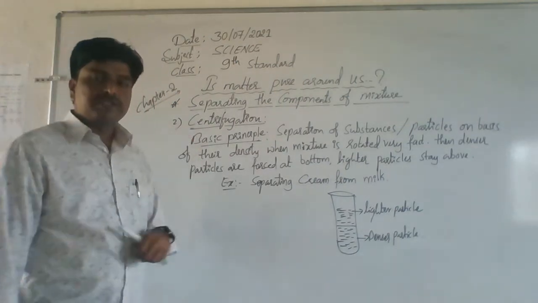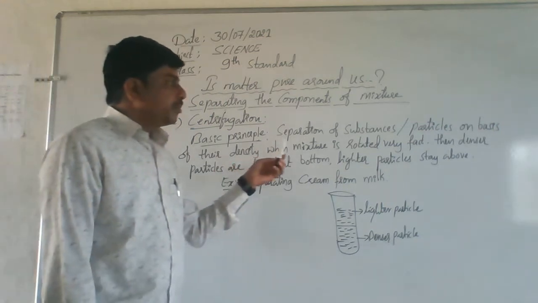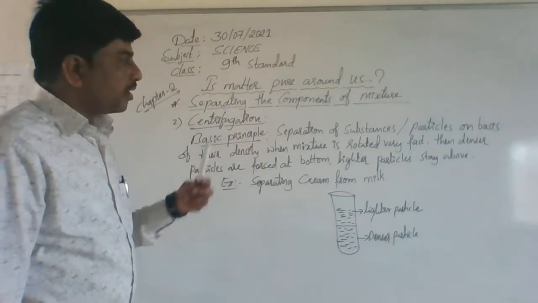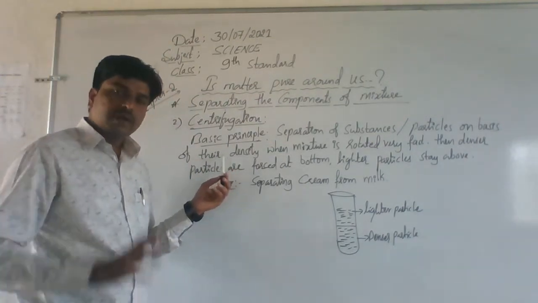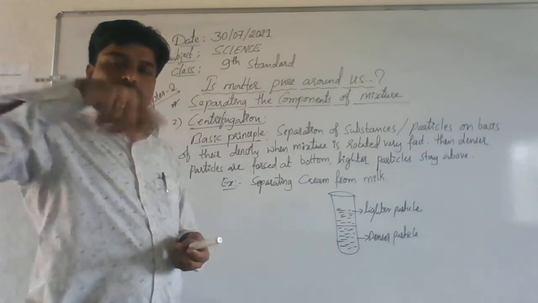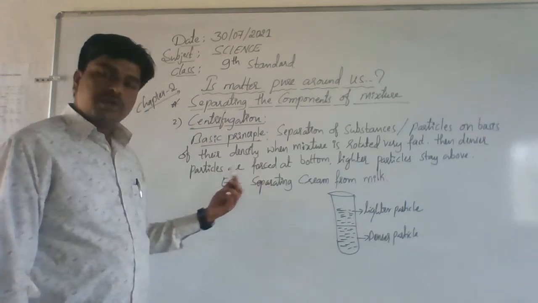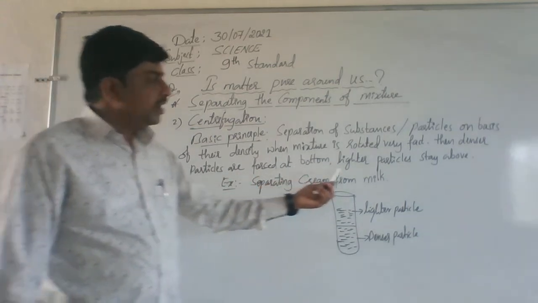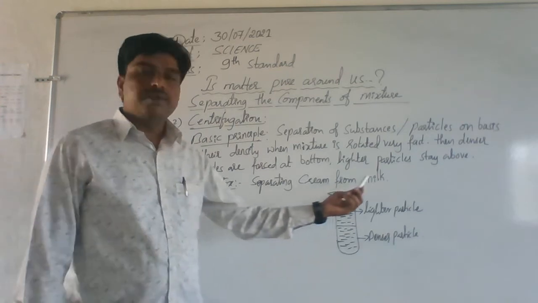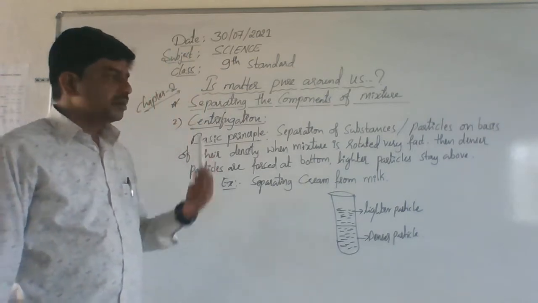So let's see the first basic principle. What is the basic principle of this centrifugation method? Okay, see, separation of substances or particles on the basis of their density. When a mixture is rotated very fast, then the denser particles are forced to the bottom and lighter particles stay above. Understand? The best example is separating cream from milk. Understand? Very simple principle.